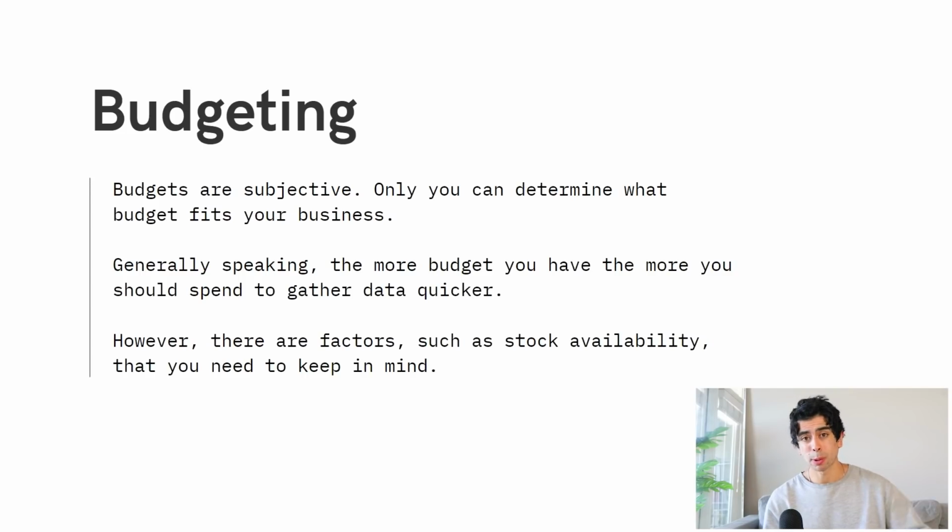Now, the last thing I want to cover before we actually dive into this strategy is budgeting, because this is super important, and I just want to demystify a lot of the misconceptions that I see out there. Budgets are totally subjective. Only you can determine what budget fits best for your business. And of course, generally speaking, the more budget you have, the more you should spend, because you can gather data a lot faster. You don't have to wait as long to make decisions, and you can get ahead of the competition quicker. However, there are so many factors that may prevent you from doing that, such as stock availability, that you should keep in mind before you start spending $1,000 a day on ads, for example.